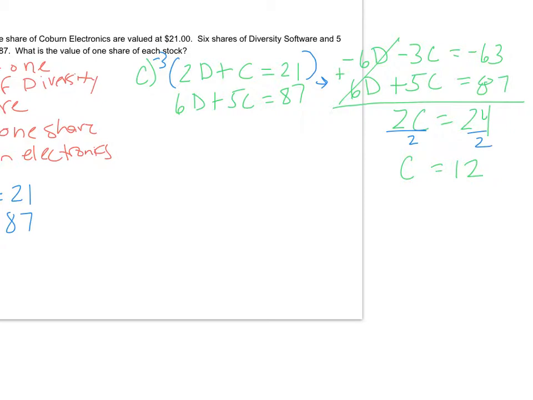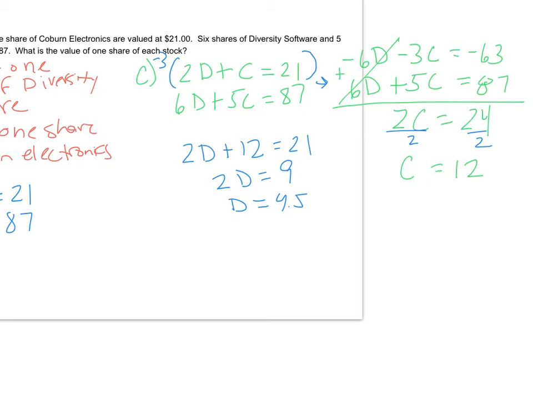We have to plug that back in again in order to find D. I'm going to plug it into the top, so 2D plus 12 equals 21. Subtract 12 from both sides, I get 2D equal to 9. And then dividing both sides by 2, I get D equal to 4.5.